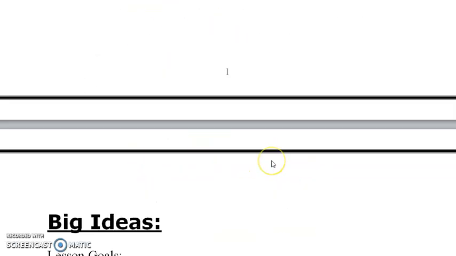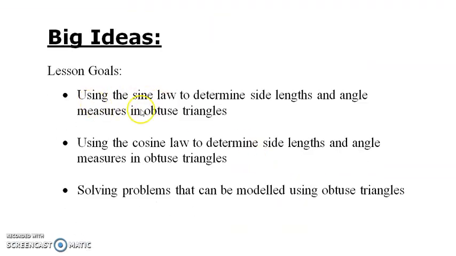of this chapter. Some of the big ideas: we're going to use the sine law to determine side lengths and angles in obtuse triangles. We're also going to use the cosine law to determine side lengths and angle measures in obtuse triangles. And of course, we're going to solve word problems using obtuse triangles.